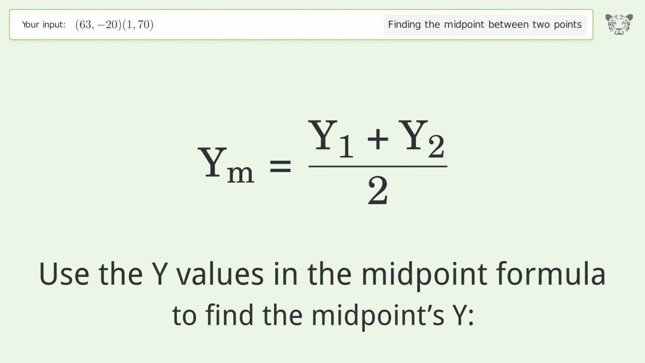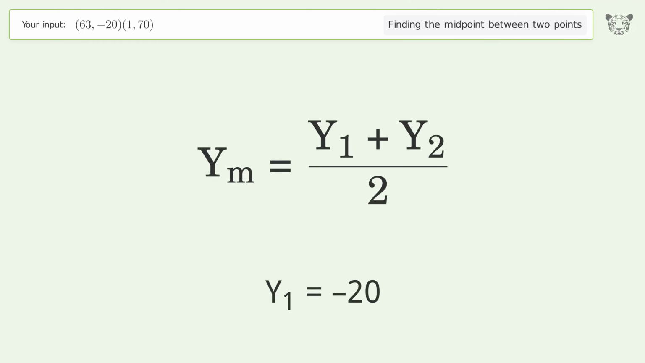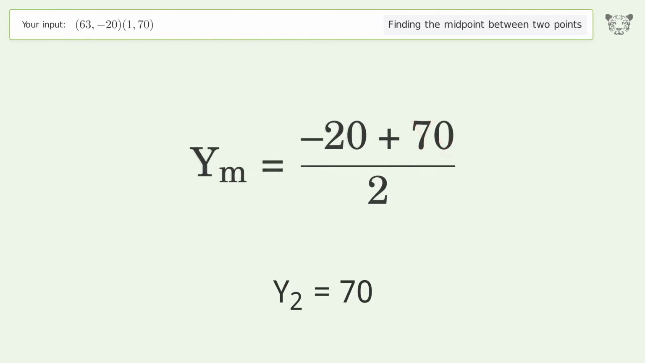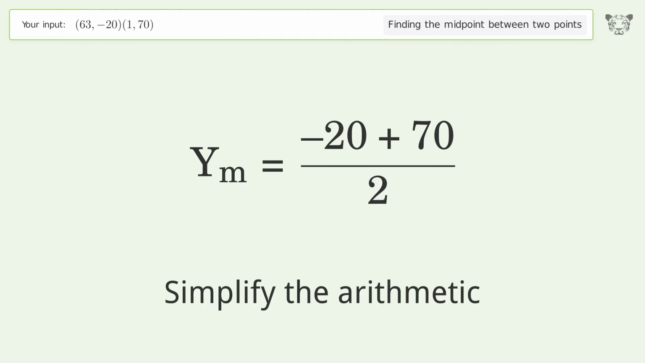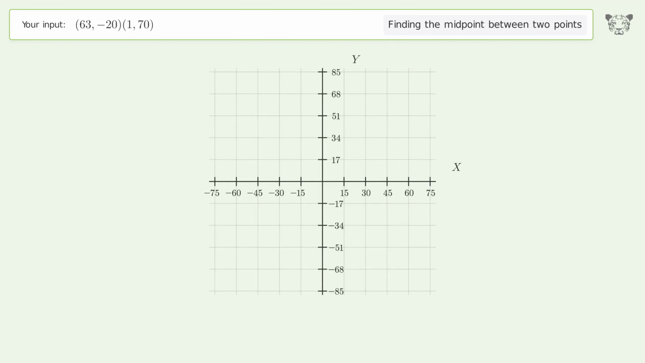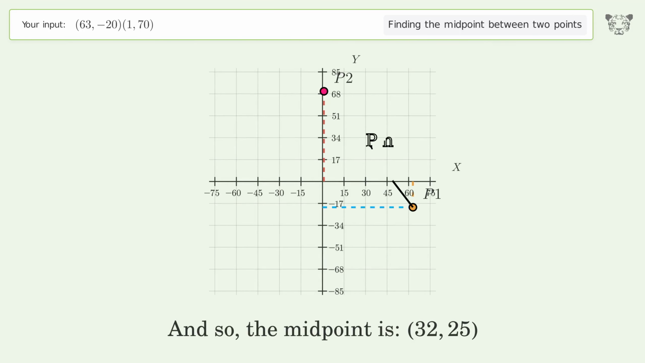Use the y values in the midpoint formula to find the midpoint's y. y1 equals -20. y2 equals 70. Simplify the arithmetic. And so, the midpoint is (32, 25).